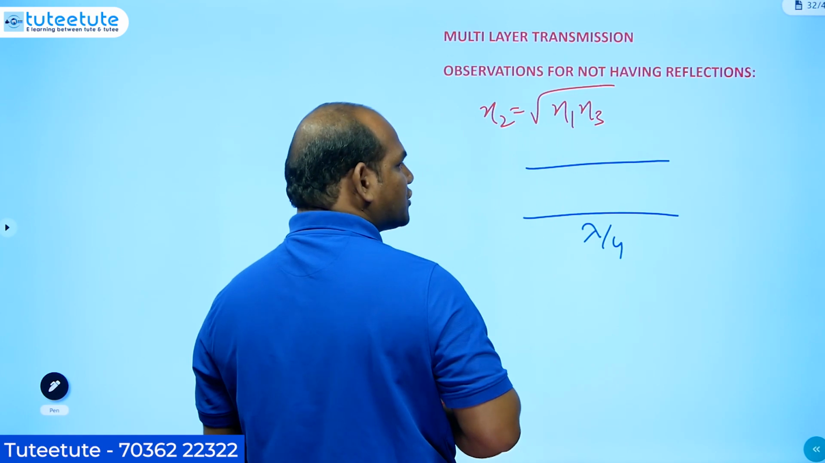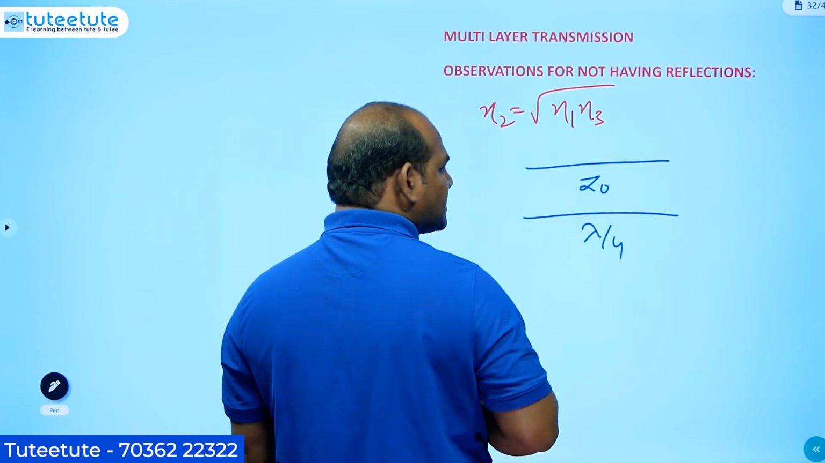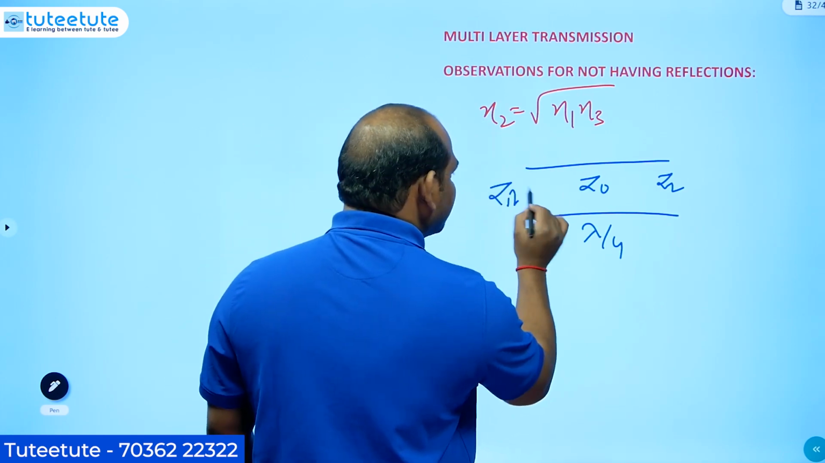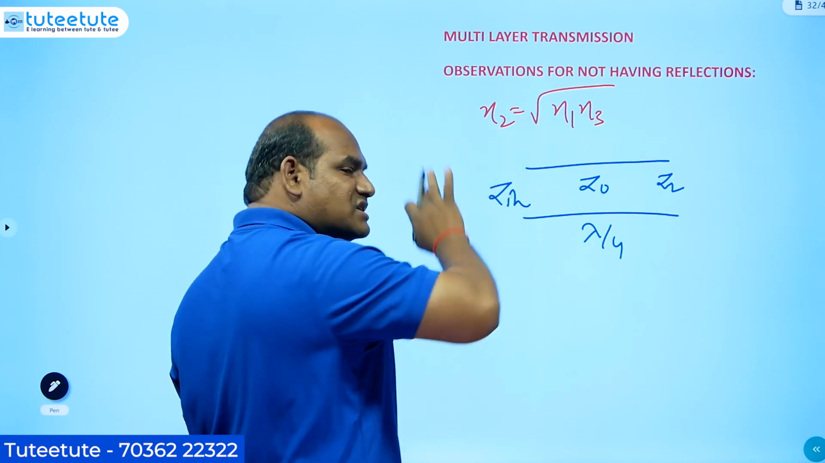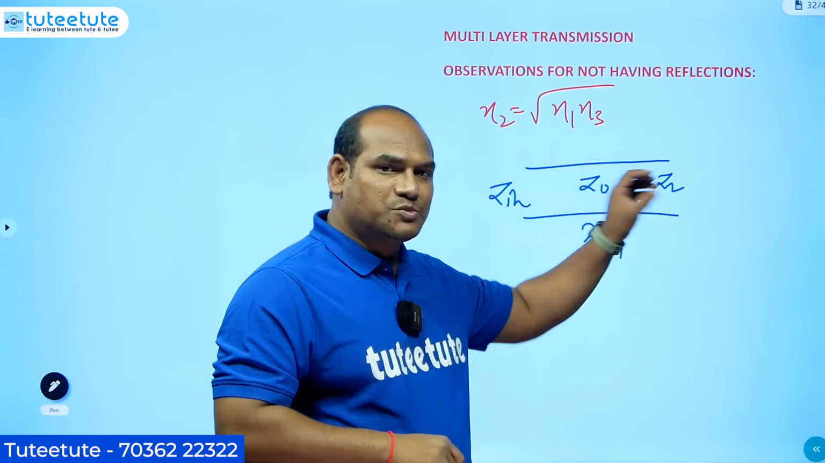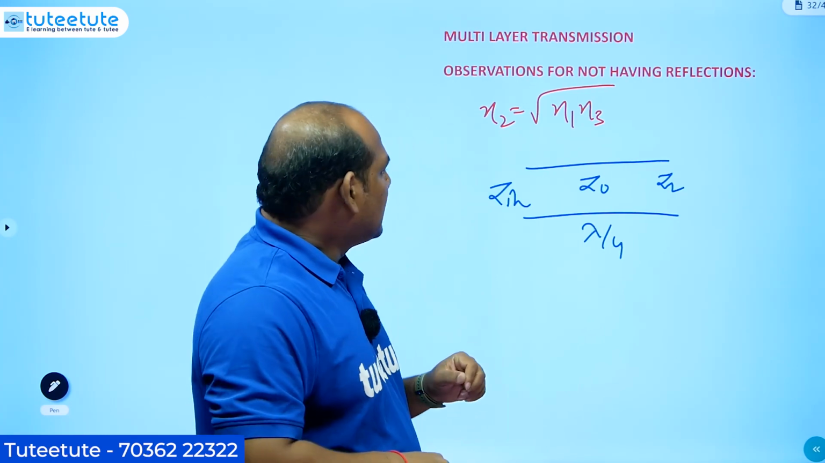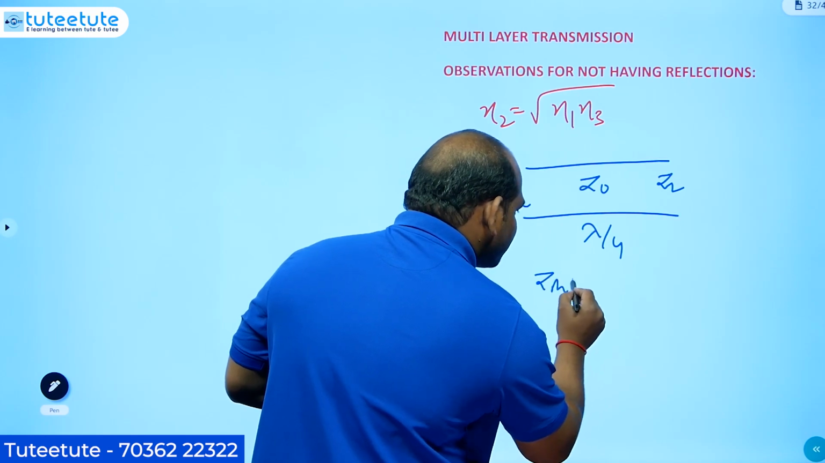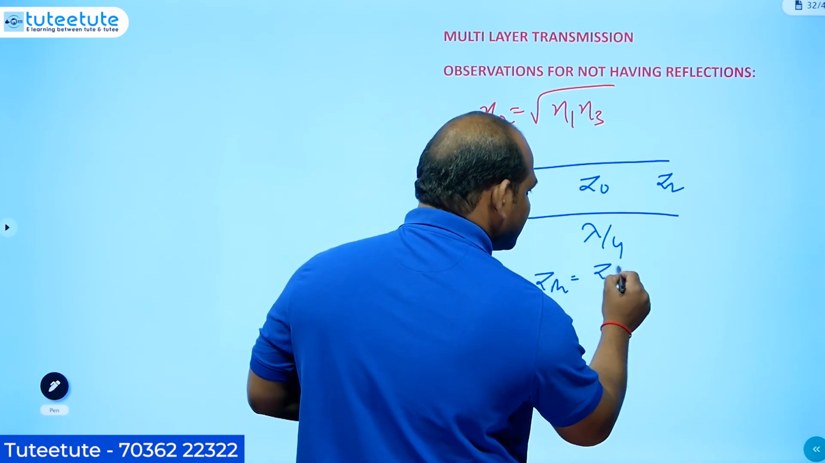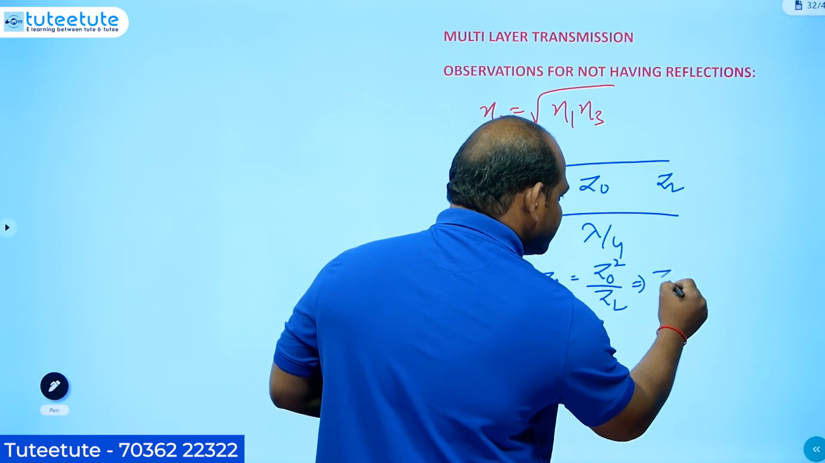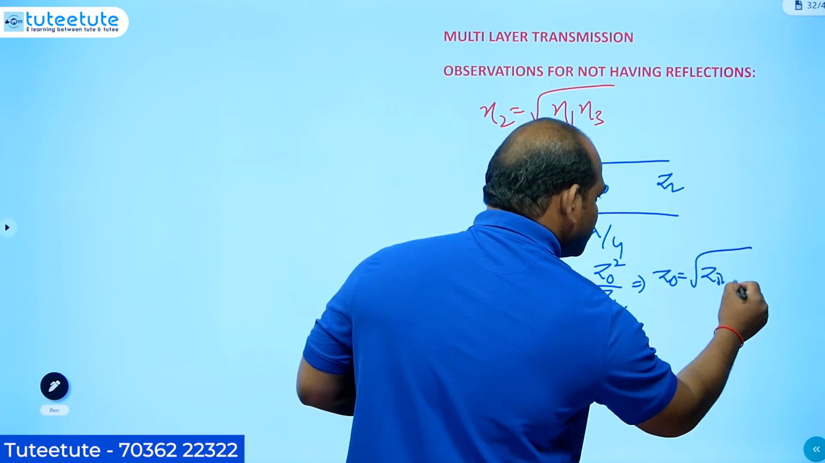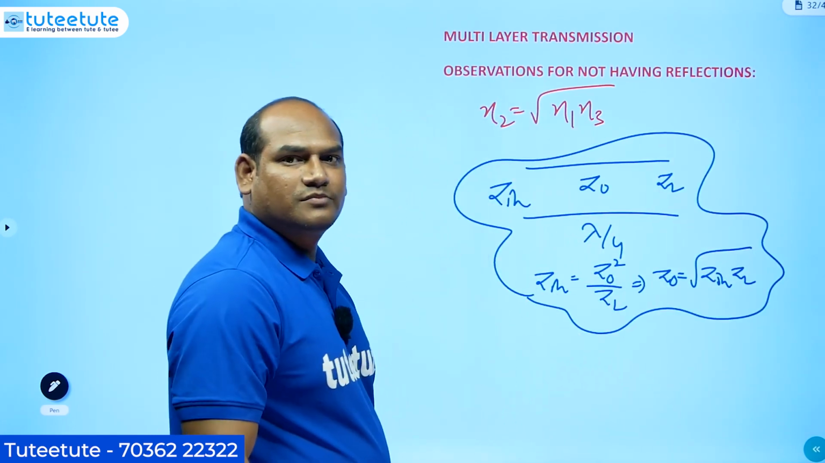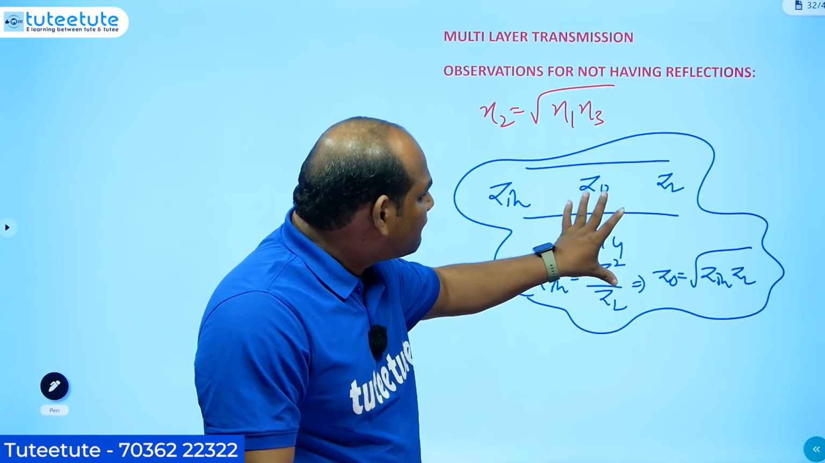For the lambda by 4 transmission line, consider Z0 as the characteristic impedance, the load as ZL, and the input impedance as Zin. Now leave the multi-layer system aside, just to see this transmission line whose length is equal to lambda by 4: input impedance, load impedance, Z0. What is the condition for Z0? What is the equation valid for the lambda by 4 transmission line? This is Z0 square by ZL, or Z0 is equal to root of Zin into ZL. This is what we have taken just now. This is for the lambda by 4 transmission line.